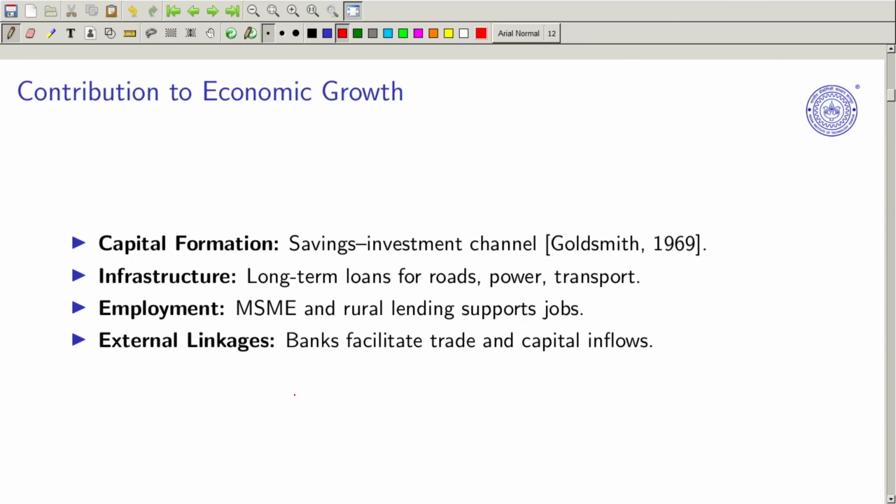Then infrastructure, we know, employment, we know how SMEs play an important role. External linkage, the export import bank, we saw how it helps. After globalization, we saw that banking services were extended up to the settlement of transactions happening in the stock market. So capital inflows and outflows are also regulated through the banking system. So this is where it is important.